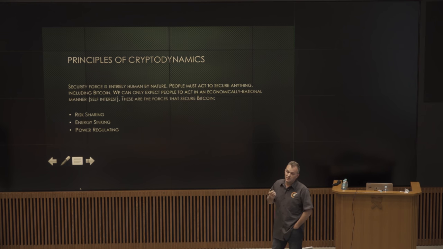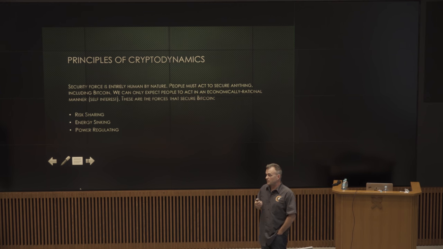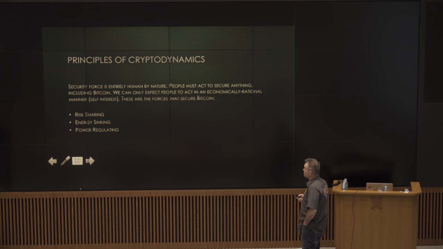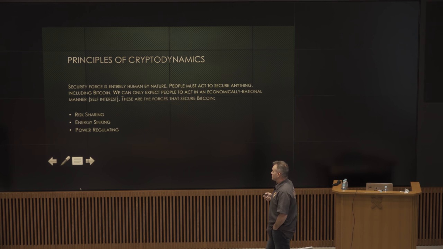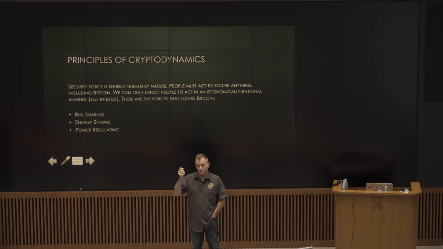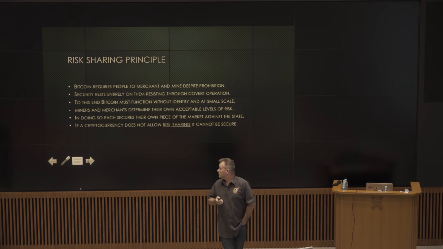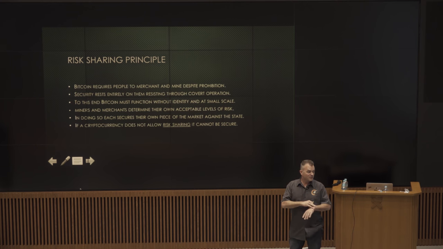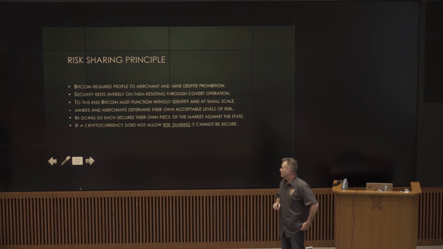So this action that I'm talking about is why I call it dynamic. People actually have to do things, right? It's not dynamic math or crypto, it's people moving. We only expect people to act in an economically rational manner, out of self-interest. If they don't, then we have a failed system, at least from an economic standpoint. So these are the forces that secure Bitcoin. I'm going to talk about each of these. Three principles, and then a summary slide, and then I'll be done. I'm not even keeping track of time, so tell me where I am.